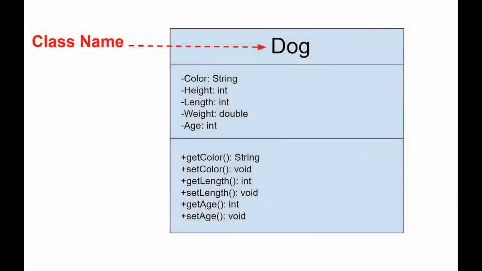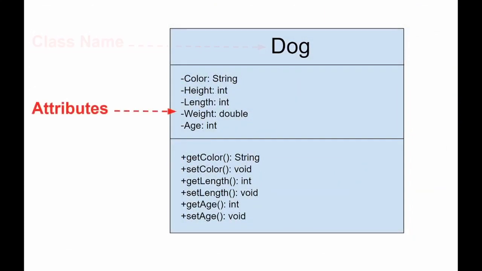The name of the class is written in the uppermost partition, followed by the class attributes with their types written after the colon, and finally the last partition contains methods. The type that the method can return is written after the colon in the method's signature. You've probably noticed the minuses and pluses before the class attributes and methods.